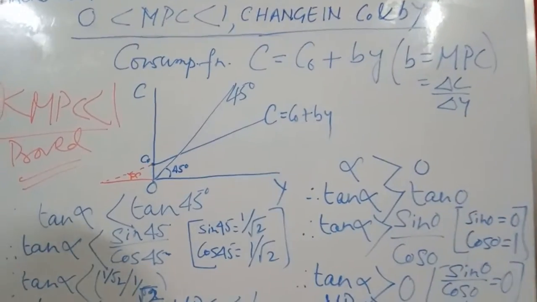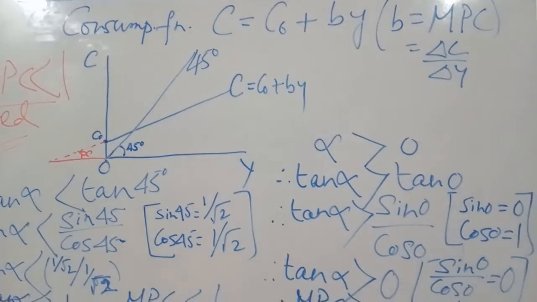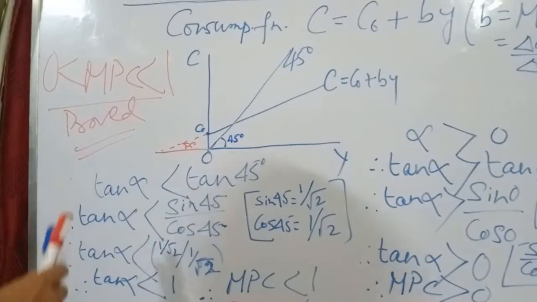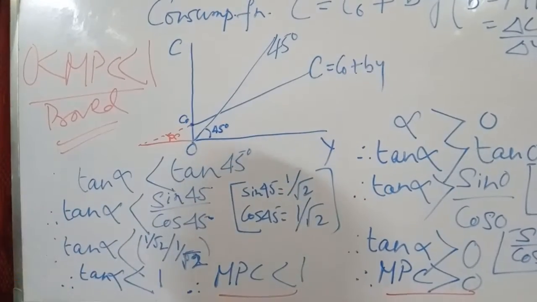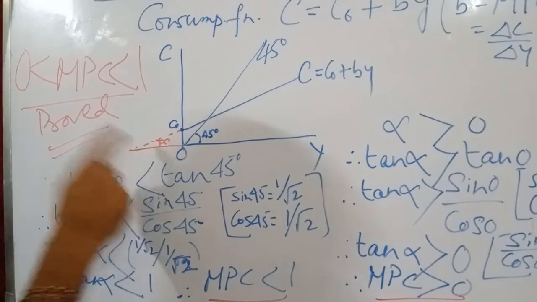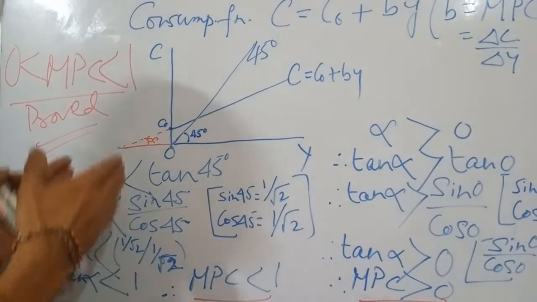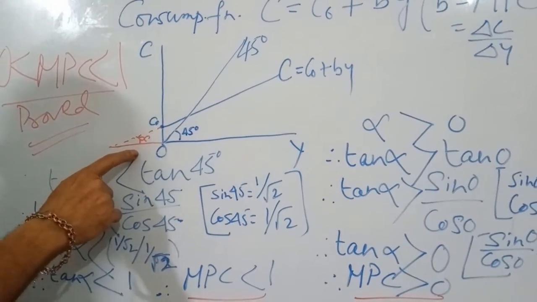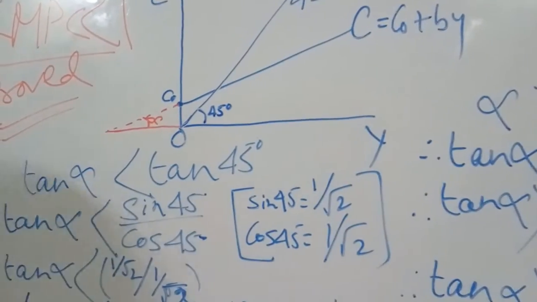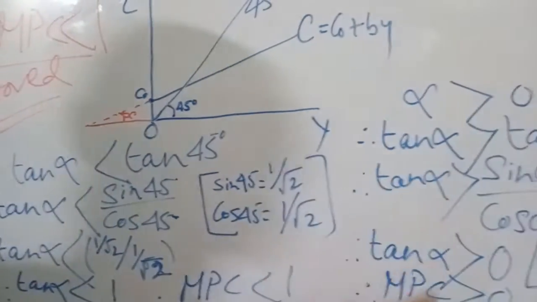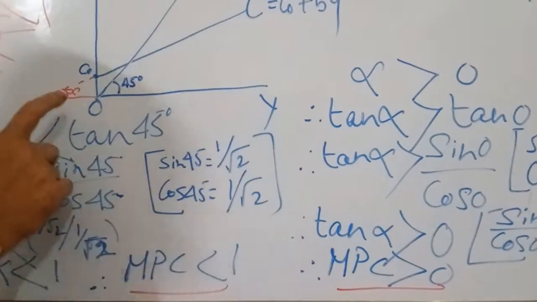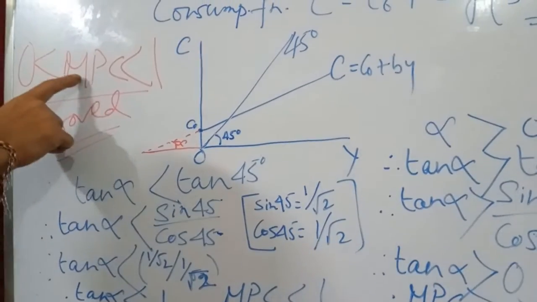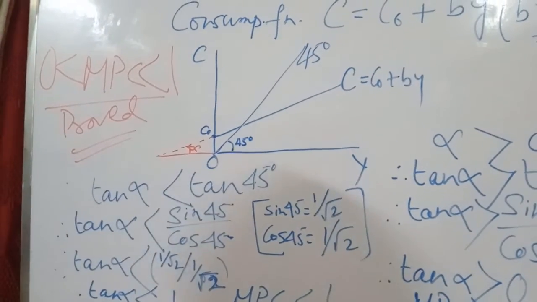Okay? We have proved that MPC is greater than 0 and less than 1 by extending the C line to the negative of the x-axis, that is the income axis, and forming angle alpha. Now we have simply compared angle alpha and 45 degree. And alpha is greater than 0 and alpha is less than 45. By taking alpha greater than 0, we have proved MPC is greater than 0. And by taking alpha less than 45, we have proved MPC is less than 1. Thus, MPC is greater than 0, less than 1. Proved.